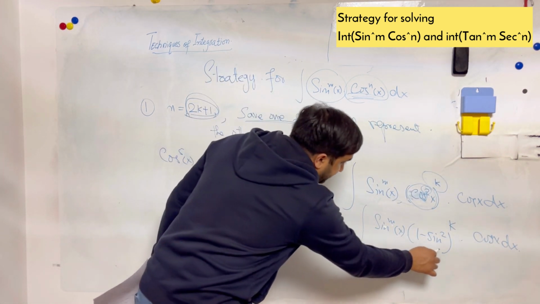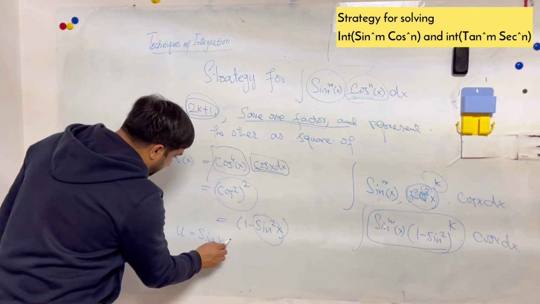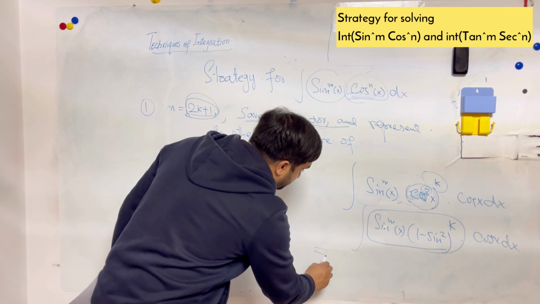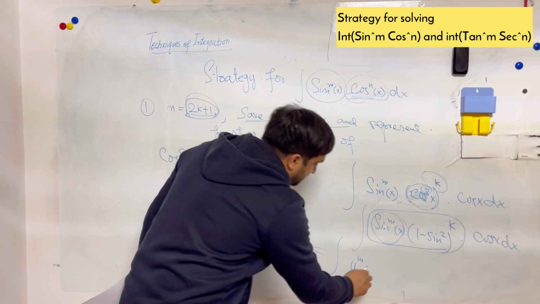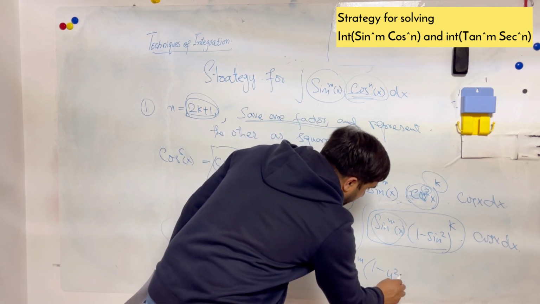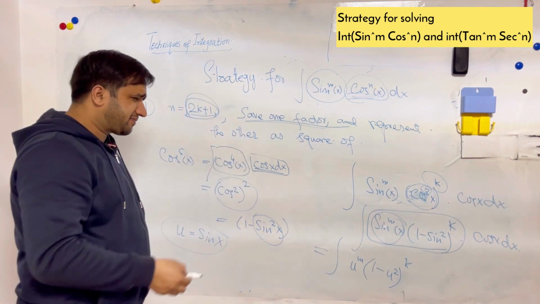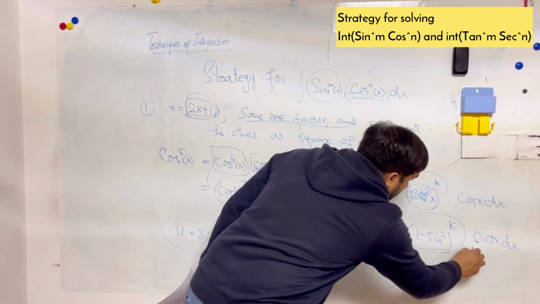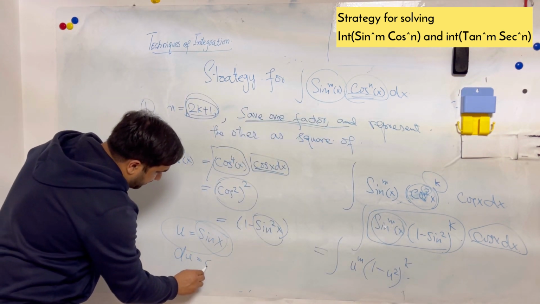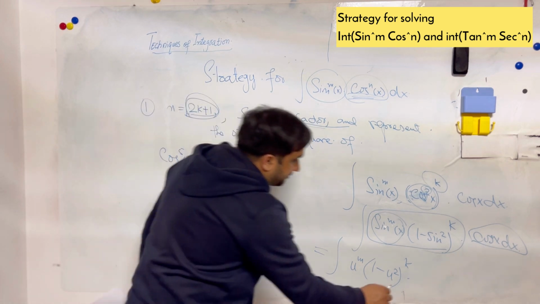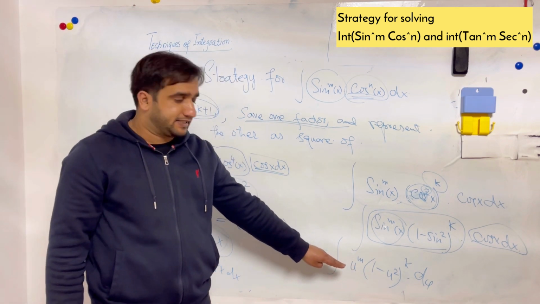Now I can apply substitution on this. So I can substitute u is equal to sine x. When I substitute u is equal to sine x, this will become u raised to the power m, and this will become 1 minus u square raised to the power k. K is any number, 2, 3, any number, times this, which is actually the derivative of this. So this will become du cos x dx, so this will become du.